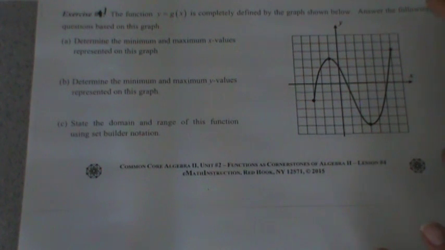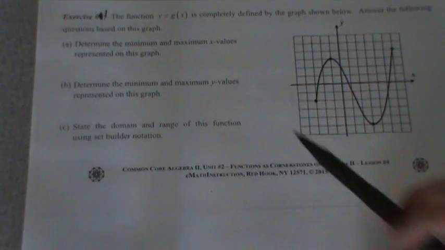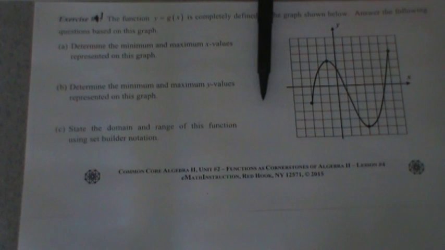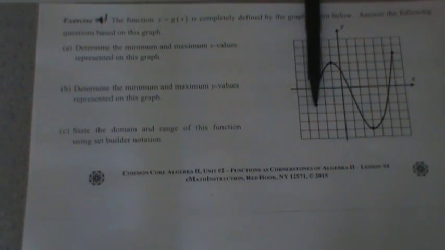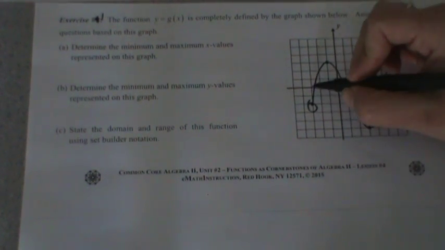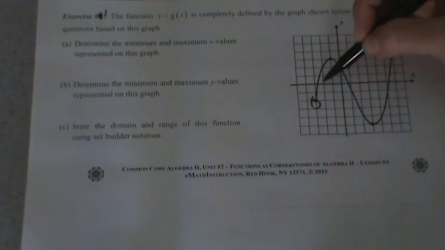Here we have some g of x. It doesn't matter what the equation of it is because it's completely defined by the graph shown below. Answer the following questions based on the graph. Determine the minimum and maximum x values represented on the graph. Let's start with the minimum. Minimum means if we start from the left and we're going right, where do we first hit the graph? We first hit the graph at this point. We look at the x value at that point, which would be 1, 2, 3, negative 3. So your minimum equals negative 3.